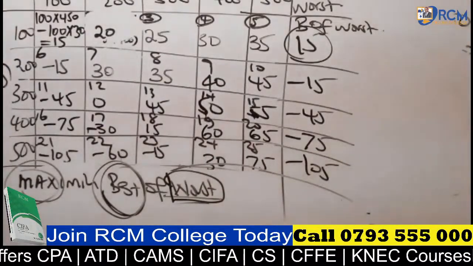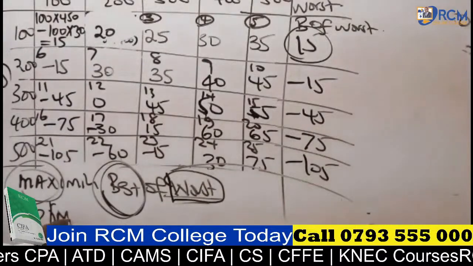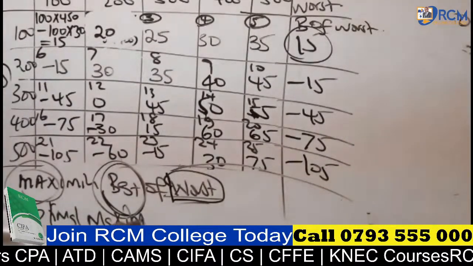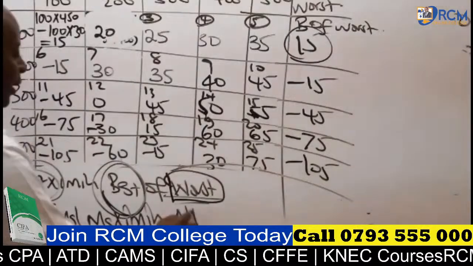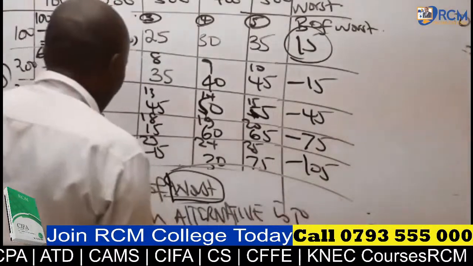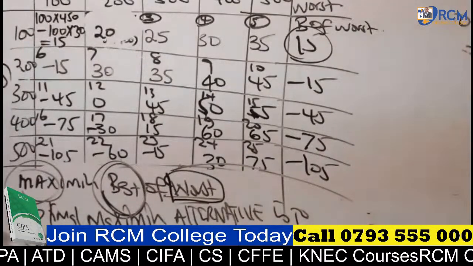So you're saying here that the optimal Max-Mini alternative is to supply 100 crates.